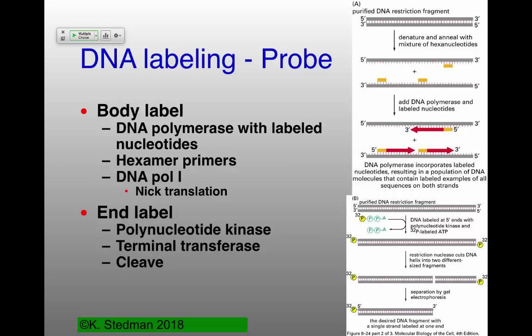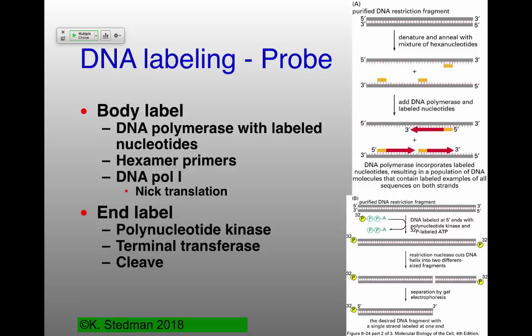One end, the other end, 5' and 3'. So you can put a label at the 5' end, you can put a label at the 3' end. Polynucleotide kinase is really good at labeling at the 5' end of your DNAs, and kinases, what do they do? They put phosphates on. You use radioactive phosphate in this case. If you want to label at the 3' end, you use something called terminal transferase, which will put a radioactive label at the 3' end.